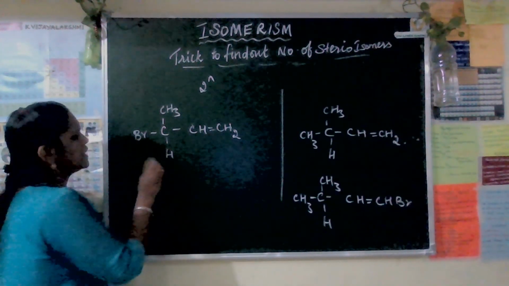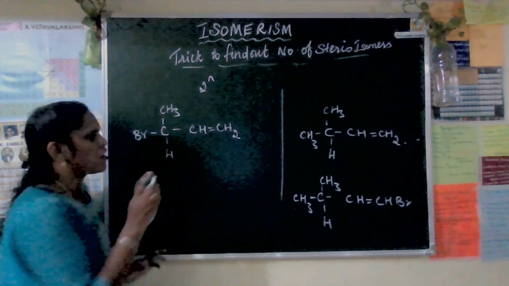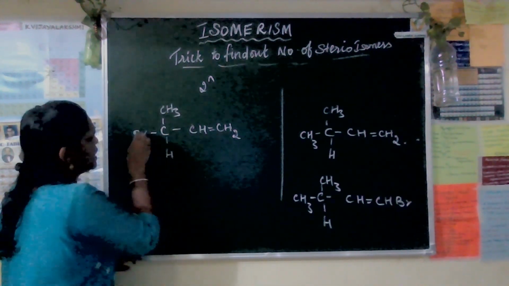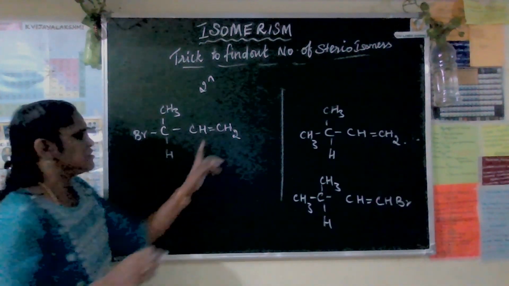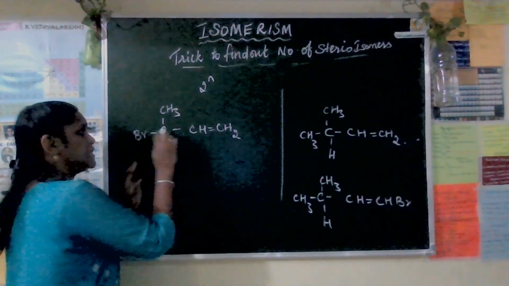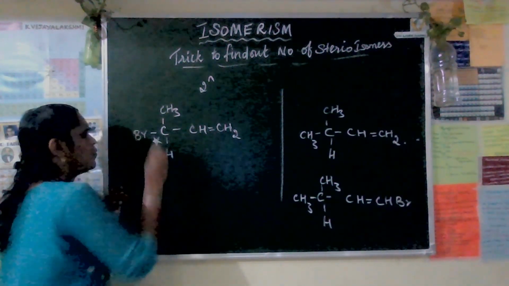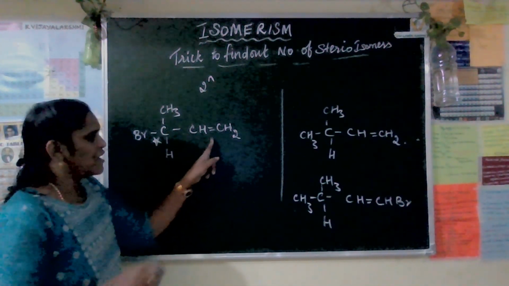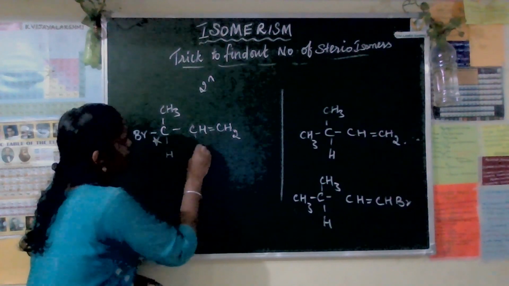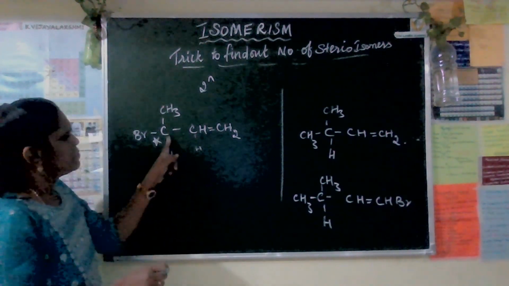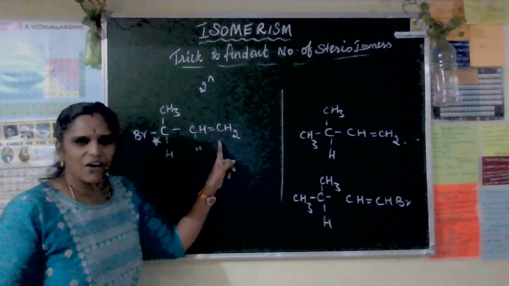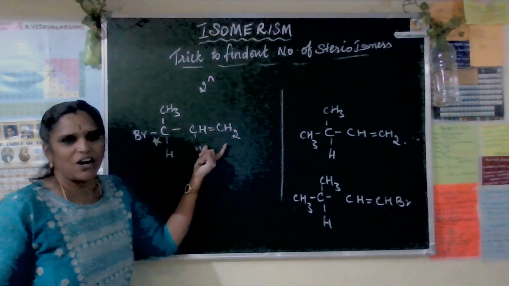Now let us identify which is the chiral carbon. This carbon is connected with CH3, Br, H and CH double bond CH2. Yes, this is a chiral carbon. Whereas here, is this carbon a chiral carbon? Here the carbon has a double bond, so this is not a chiral carbon.